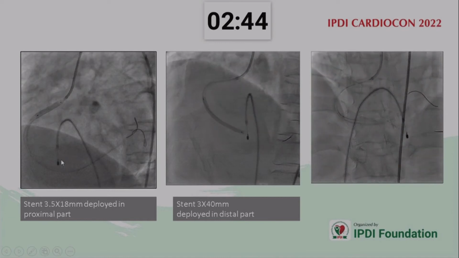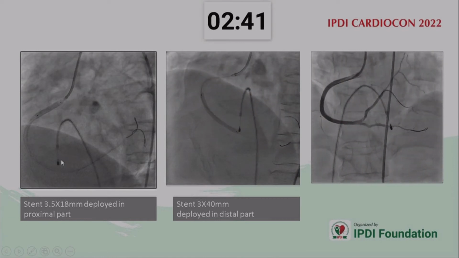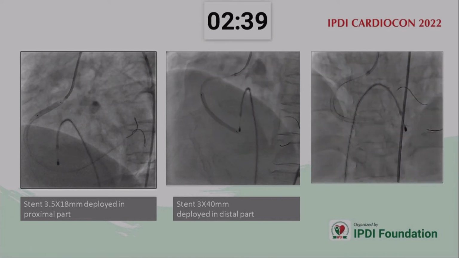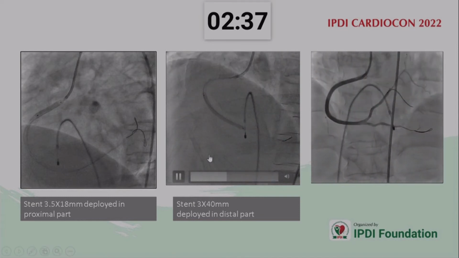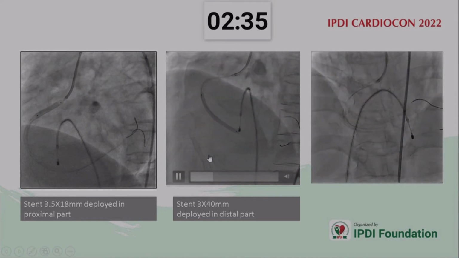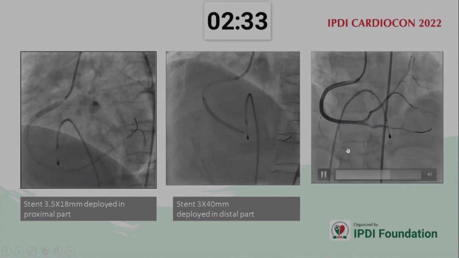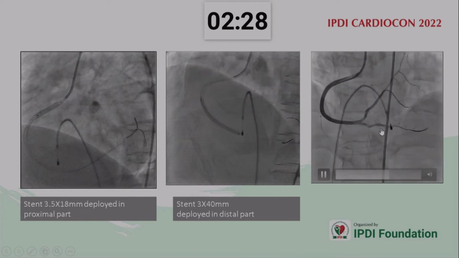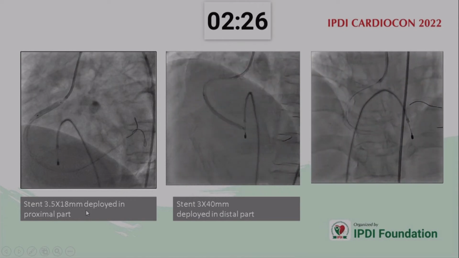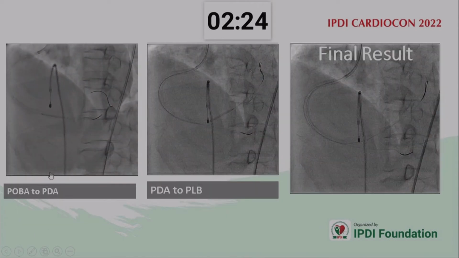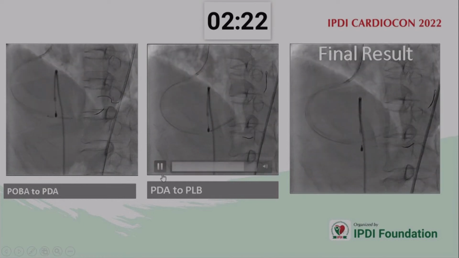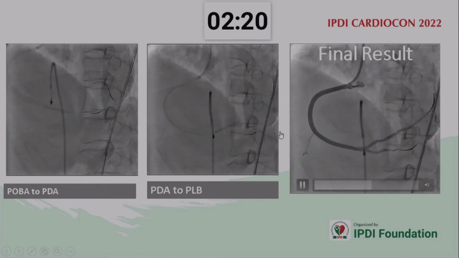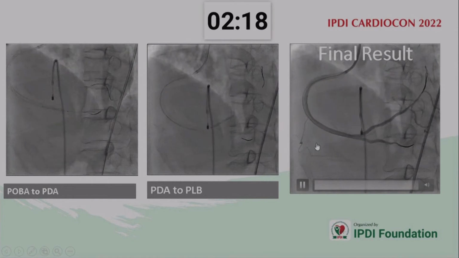So we thought that we had missed the proximal entry of the dissection, so we put another 3.5 × 18 millimeter stent in the proximal part and a third stent in the distal part overlapping with the first stent. After that, we could see the dissection propagated into the PLB and PDA. So we did POBA in the PLB and PDA and tried to stent the PDA but failed. So this is the final picture.